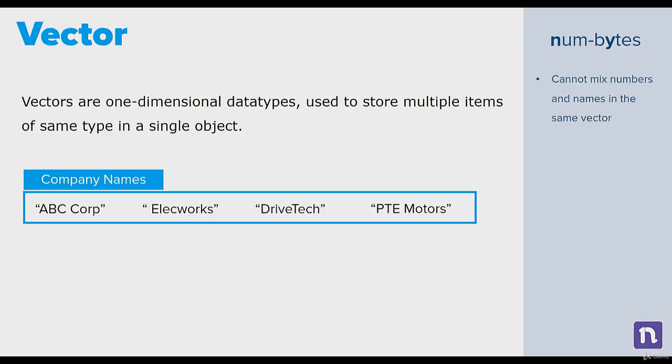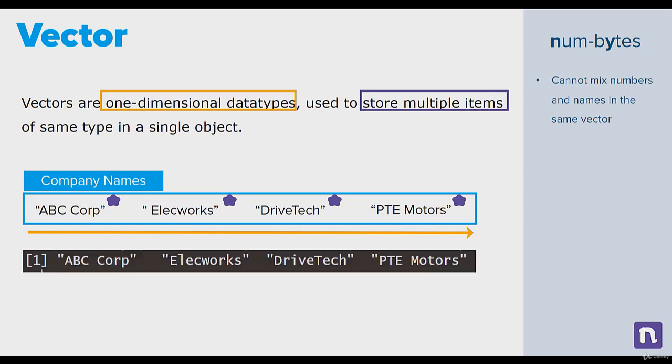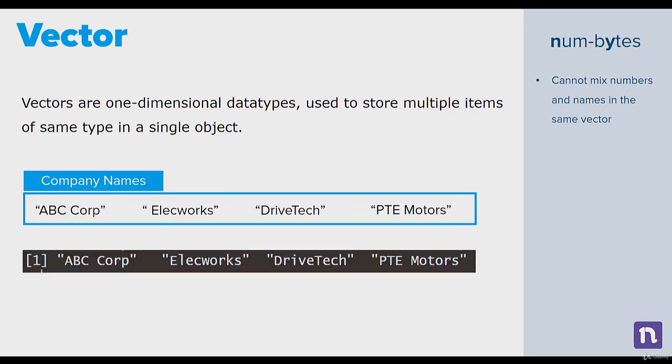The very basic data structure is vectors. Vectors are nothing but one-dimensional data types where you can store multiple items of the same data type in one single object. So, for example, if you have names of various companies, you can store all that data in one single object, which is of the type vector. In R, after creating a vector, it would look something like this.